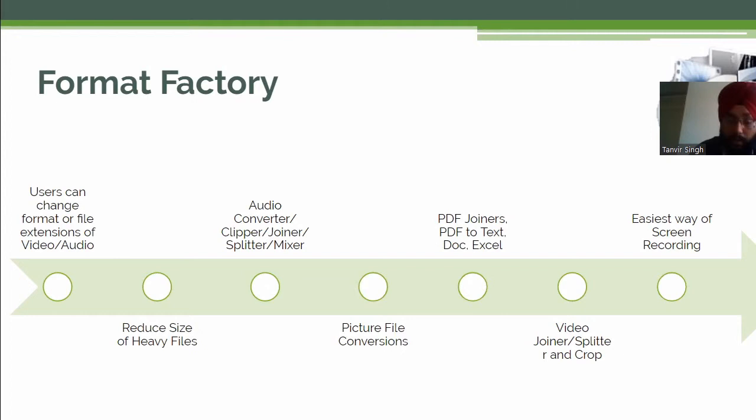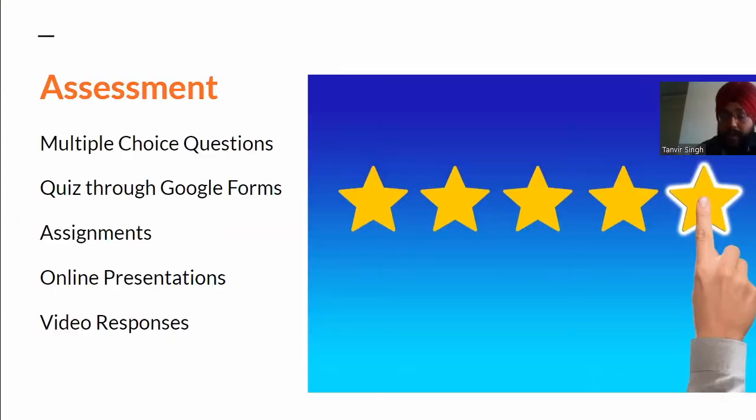And then we have assessment. Assessment now can be multiple choice questions. It can be a quiz that is conducted through Google Forms. It can be assignments, or it can be online presentations, and it can be video response. Which means you have to take something from students in these particular forms. So online presentation is a very good way, and video responses can be taken in the form of Flipgrid.